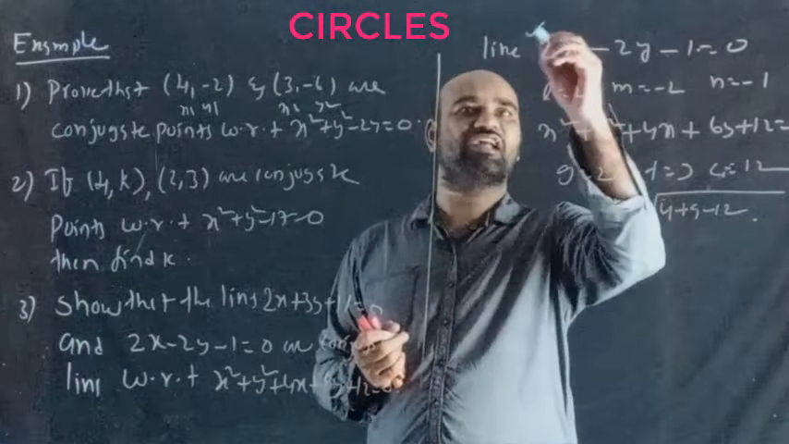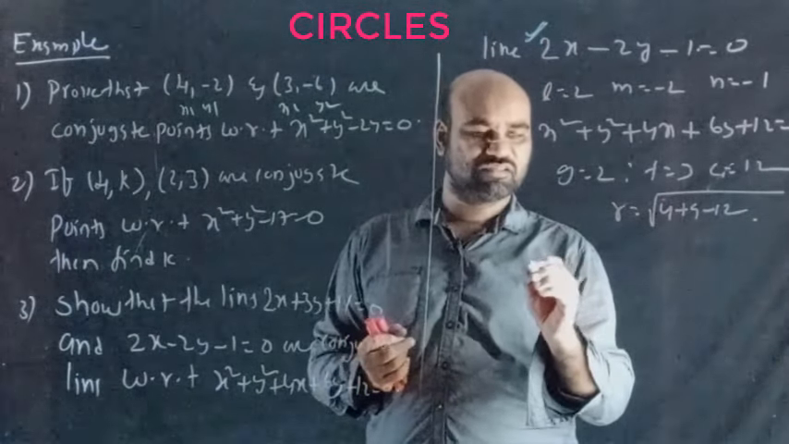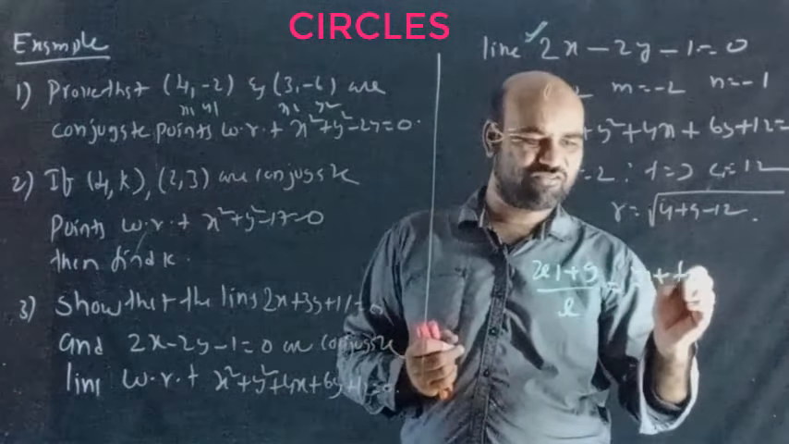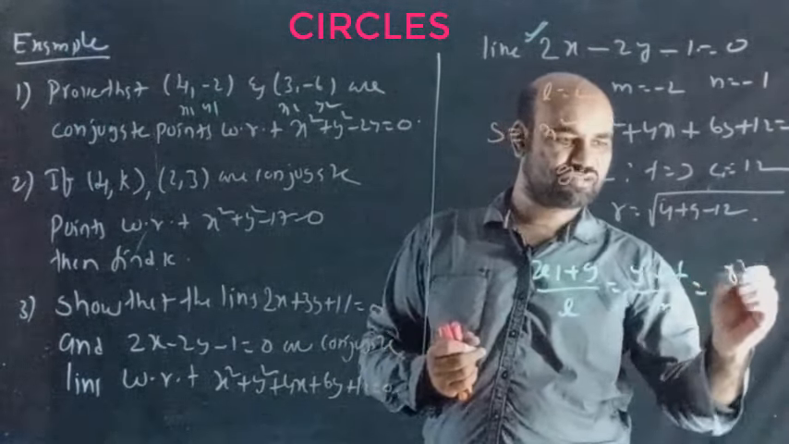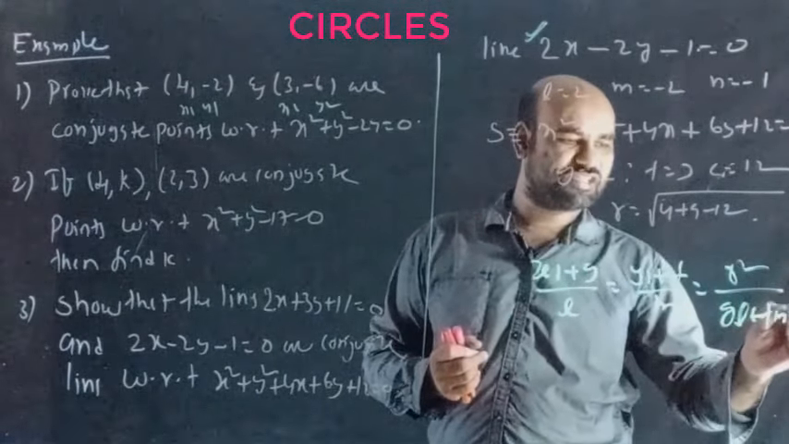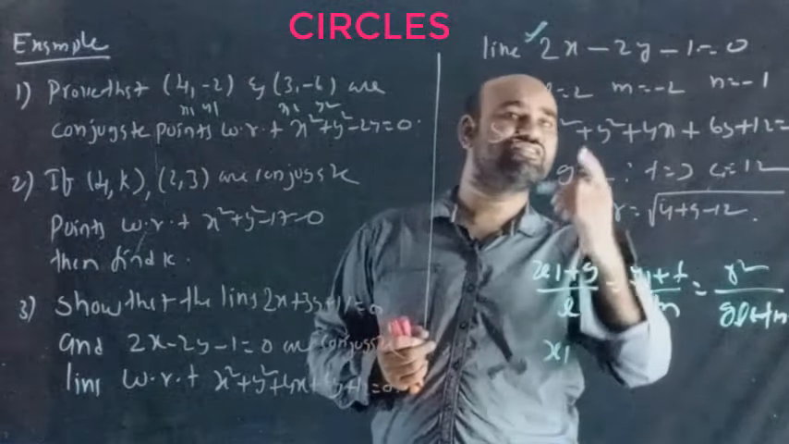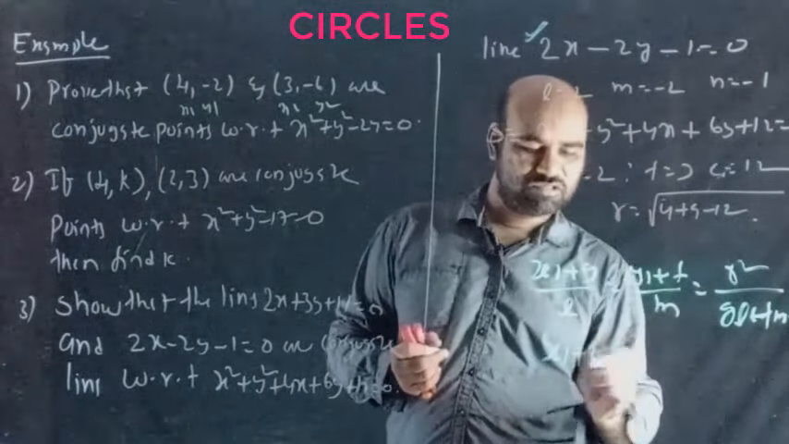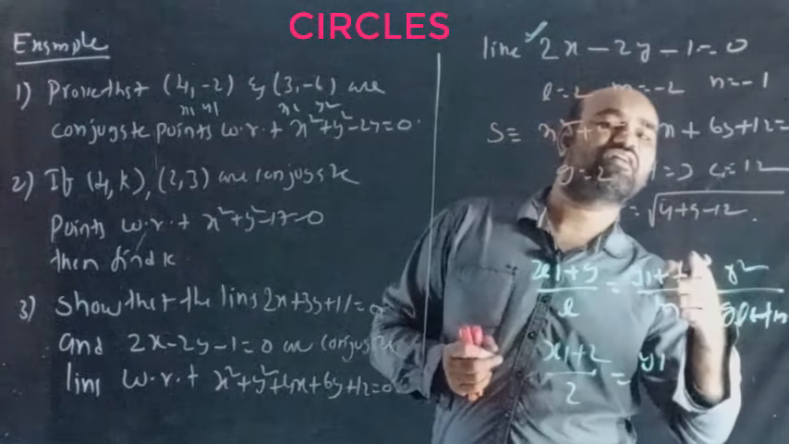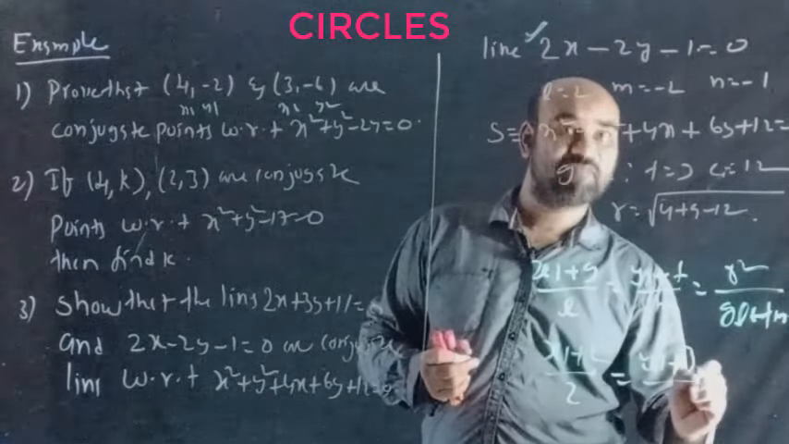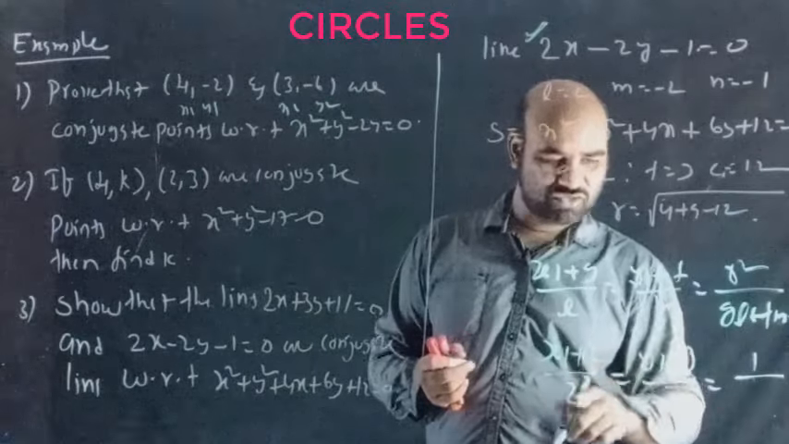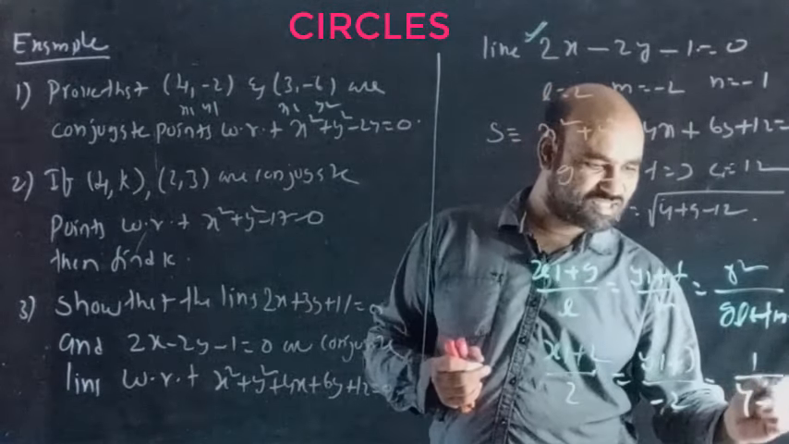Now by using the formula, I want to find the pole of this line. The formula: (x1 plus g) by L equal to (y1 plus f) by m equal to r square by (gl plus fm minus n). So x1 as it is, g stands for 2 here, L stands for 2, equal to y1 plus f, f stands for 3, m stands for minus 2, equal to r square, r means 1, over gl, 2 into 2 is 4, 3 into minus 2 is minus 6.